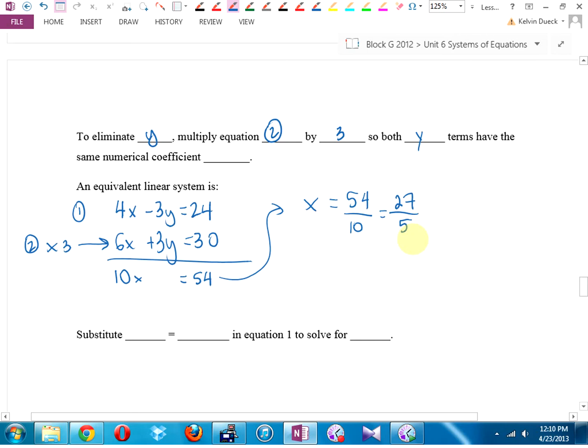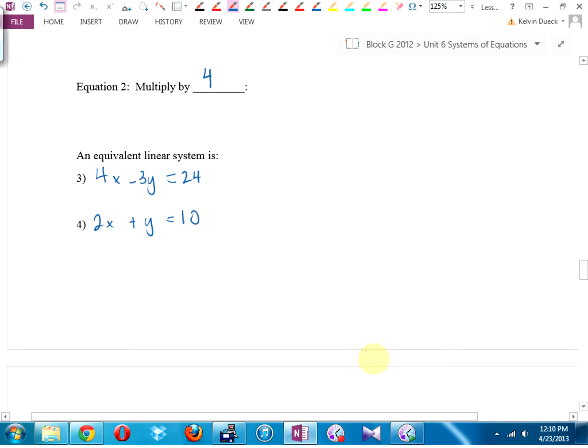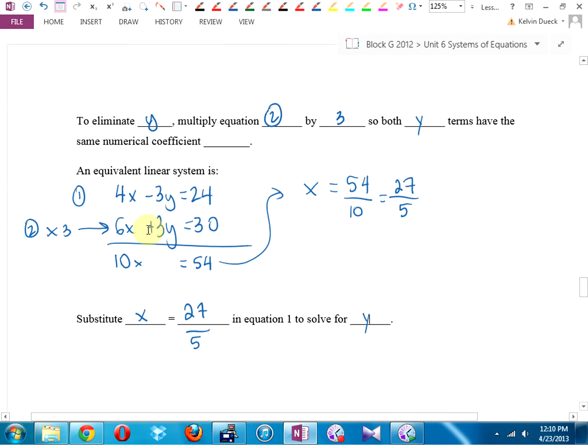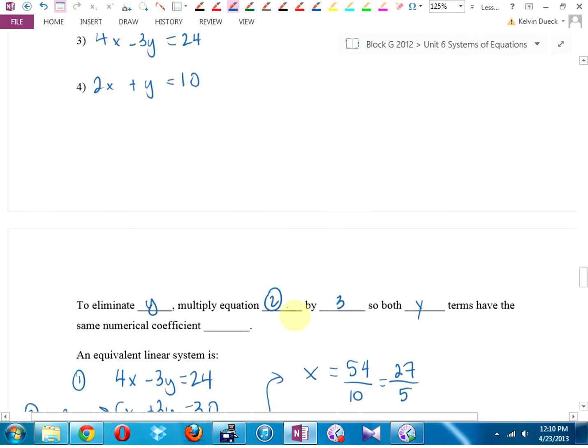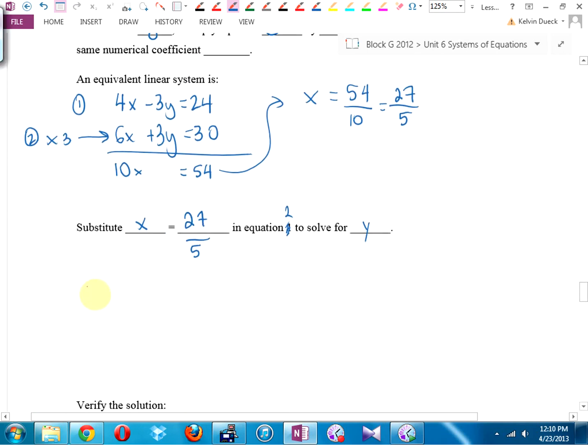You can now substitute x equals 27 over 5 into, now, the person who typed this wrote equation 1 to solve for y. I would not use equation 1. Which equation is it going to be easier to get the y by itself? Equation 3 or 4 in this? I think I would plug it into here. Okay, so where it says equation 1, I'm going to stick it into equation 2. So I'm going to get this. The original was 2x plus y equals 10. 2 times 27 over 5, plus y equals 10.